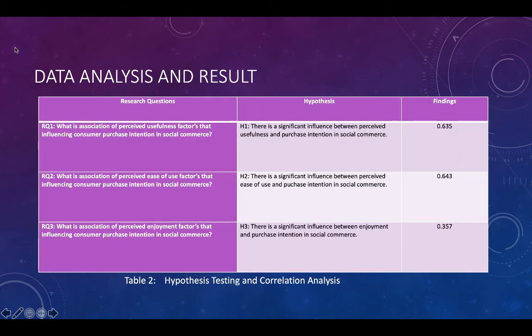Based on data analysis and the results, based on 3 research questions, the hypotheses come up with a correlation analysis. The first hypothesis is there is a significant influence between perceived usefulness and purchase intention in social commons. And for research question number 2, there is a significant influence between perceived ease of use and purchase intention in social commons. And for research question number 3, there is a significant influence between enjoyment and purchase intention in social commons.